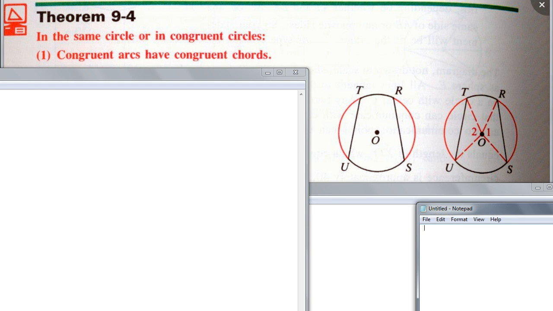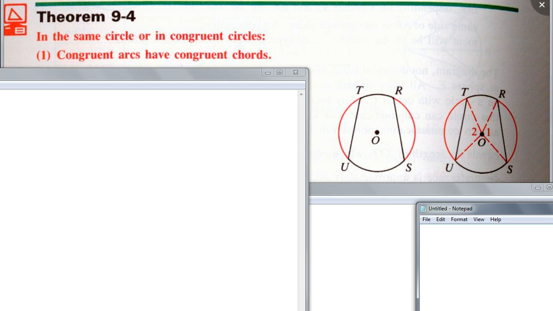Congruent arcs. You could draw auxiliary lines OT, OU, OR, and OS. Yep, OS, sorry. And they're all radii. Good. What do you know about radii of the same circle or congruent circles? They're all congruent. So very good. Jordan, what do we do next?